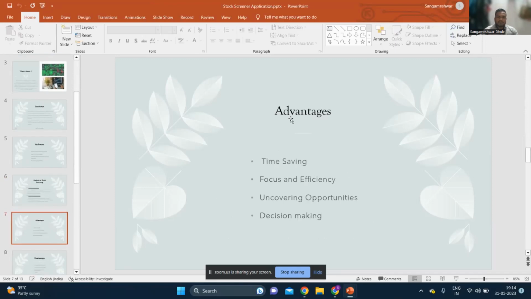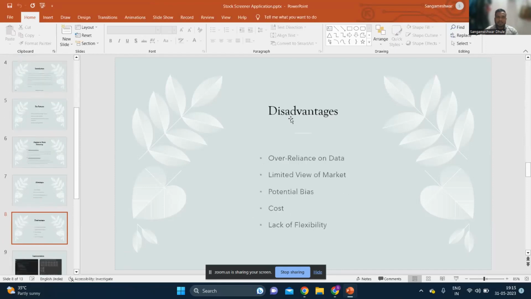So here are some of the advantages of our application. It saves time, as I said before. Focus and efficiency are always high, and it uncovers opportunities. It also has the ability to support decision making. Here are some of the disadvantages. There is over-reliance on data, it has a limited view of the market only, there are some barriers, the cost is high, and there is a lack of flexibility.